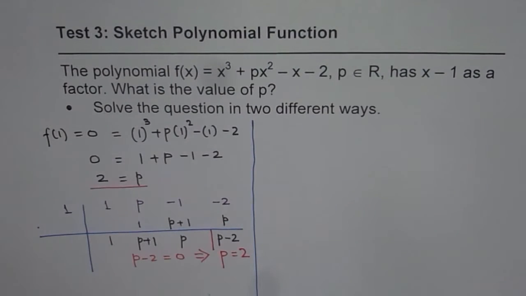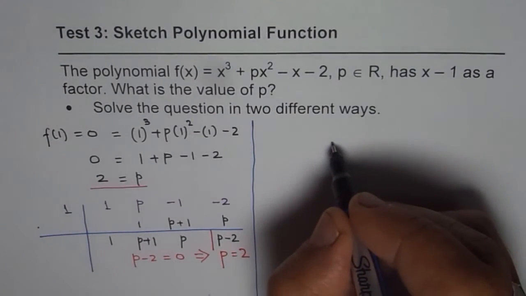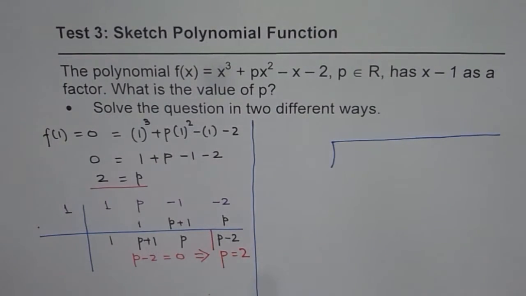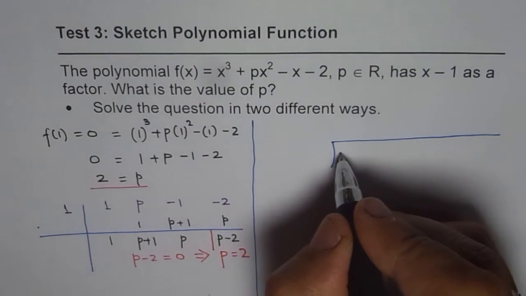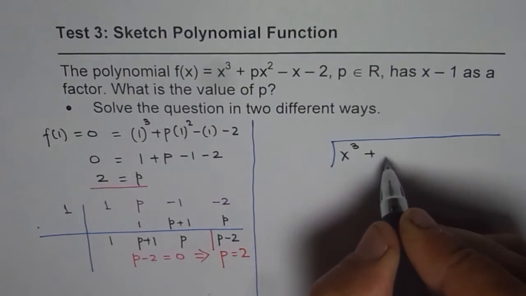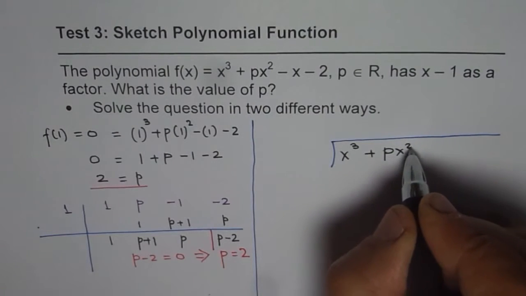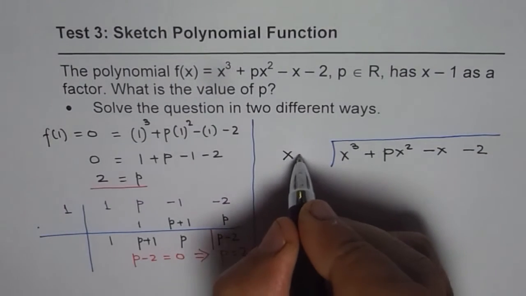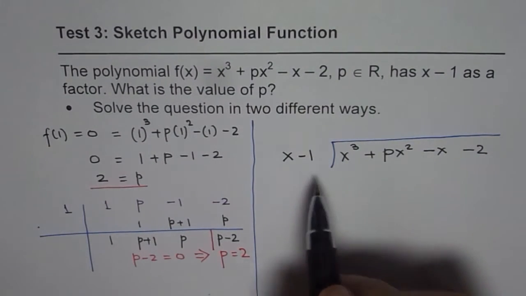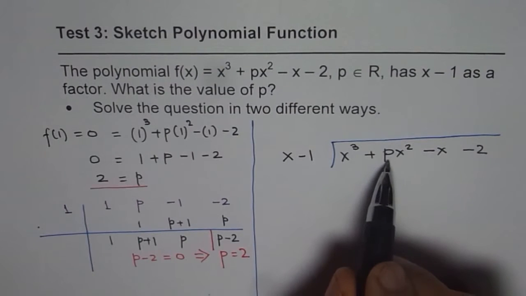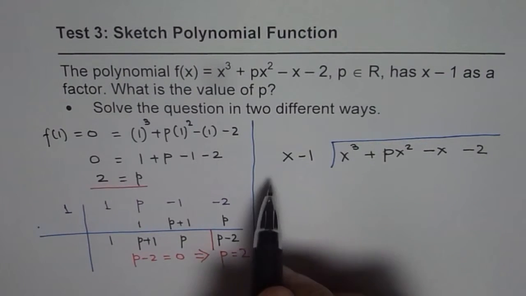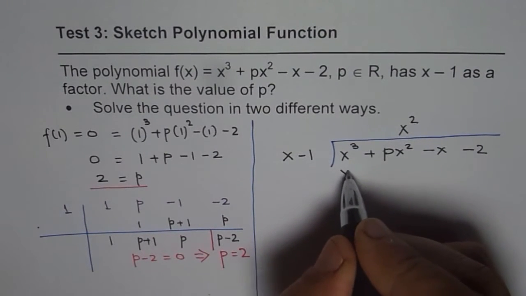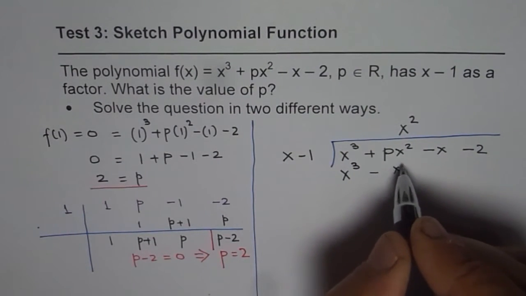But let me show you the third method, which is long division, since some of my students haven't learned synthetic division by now. So let's write down, we have x cubed plus px squared minus x and minus 2. We have to divide it by x minus 1. Now this is very critical actually. It's not that simple because we have p here, it's not a number. Now let's first write the quotient x squared. So we get x cubed minus x squared.